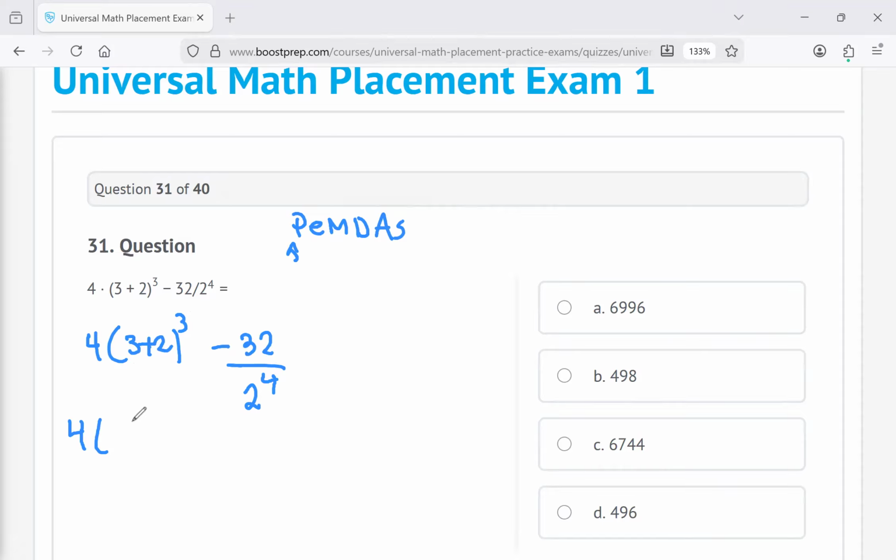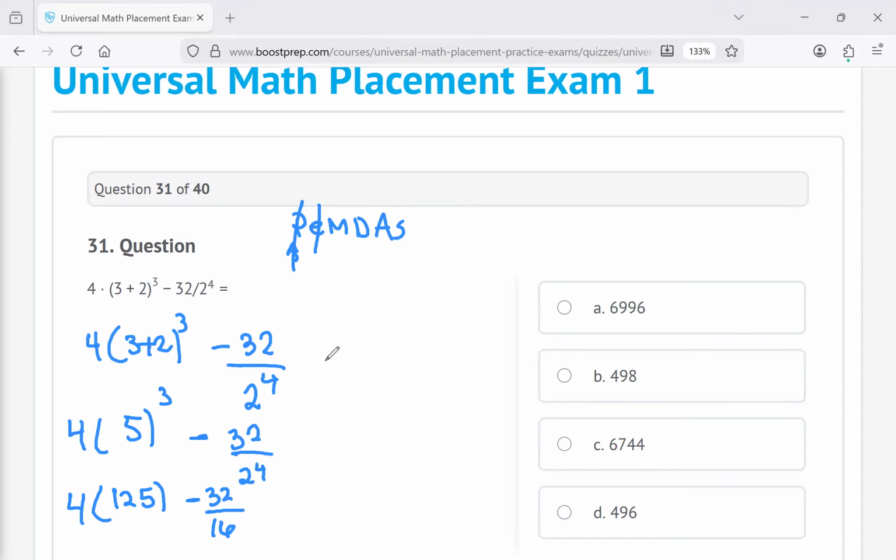So what's 3 plus 2? 5. And then bring down what you haven't done. Do not do it all at once, just do it one at a time. Okay, parentheses done. Do we have an exponent? Yes. 5 to the third. So it's 4 times 5 to the third, which is 125. And then we also have another power, 2 to the fourth, which is 16. Okay, we did that.